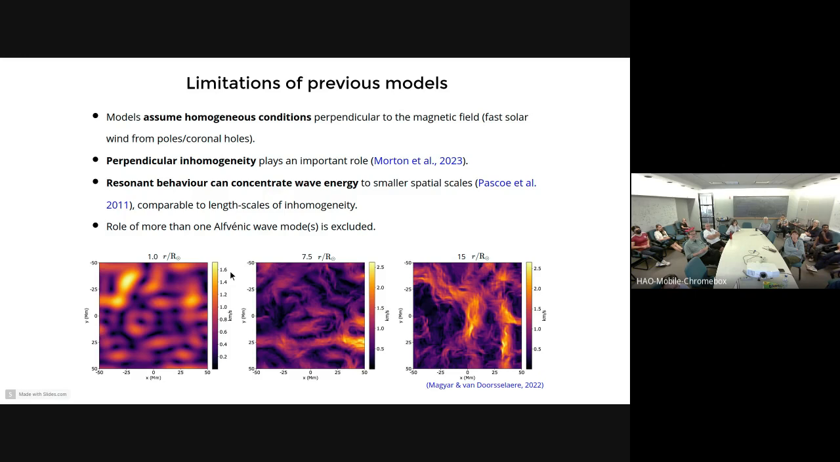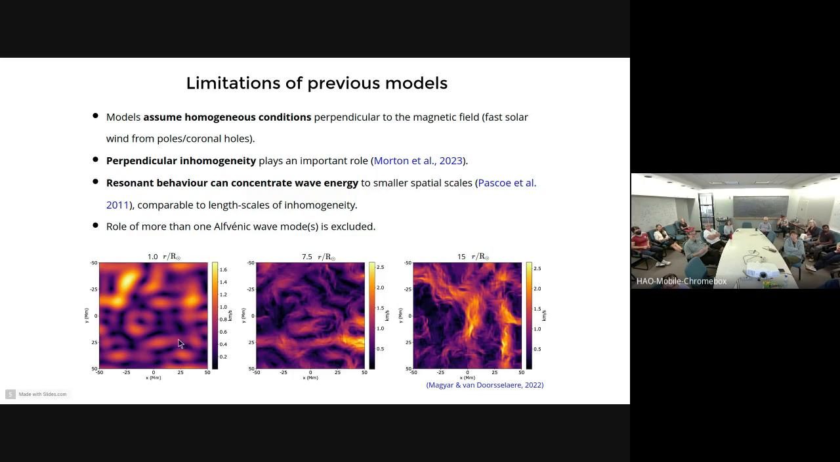Moreover, the resonance between the different waves propagating in these substructures can concentrate the wave energy. That concentration of the wave energy will happen at the scales of the inhomogeneity itself. I'm going to show in the next slide what those scales are. And one more problem we may expect is that all the models had only one Alfvénic wave mode. I am aware of a very recent one which came from the University of Tokyo, I suppose, and they have got the transverse motion as well as the longitudinal motion.